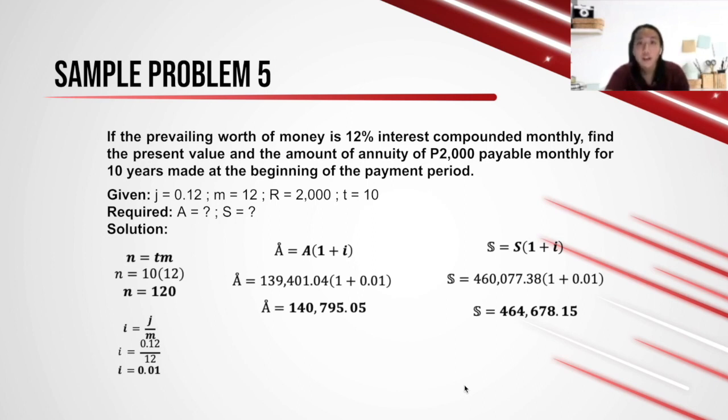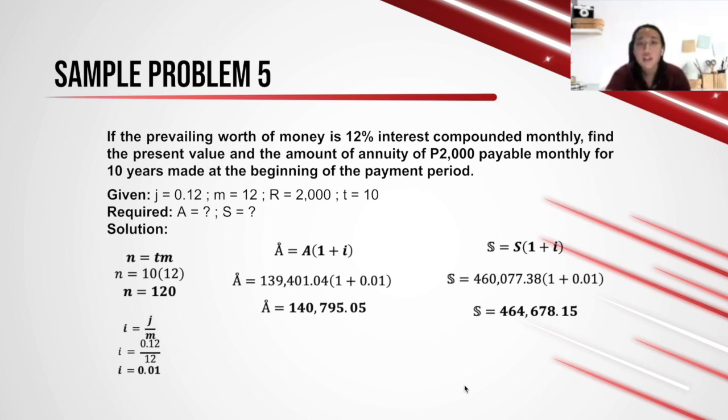140,795.05. And for the future value, we get the future value from the ordinary annuity and multiply it by 1.01, which gives us a future value of the annuity due of 464,678.15.